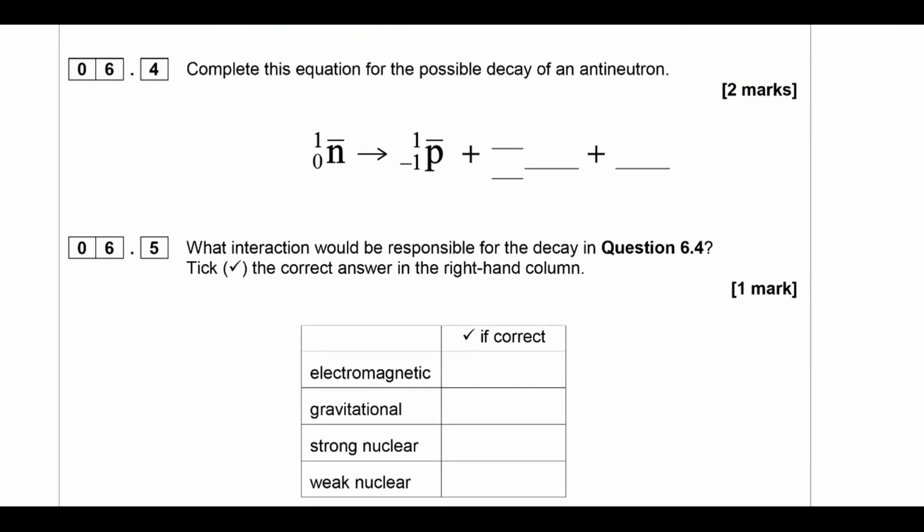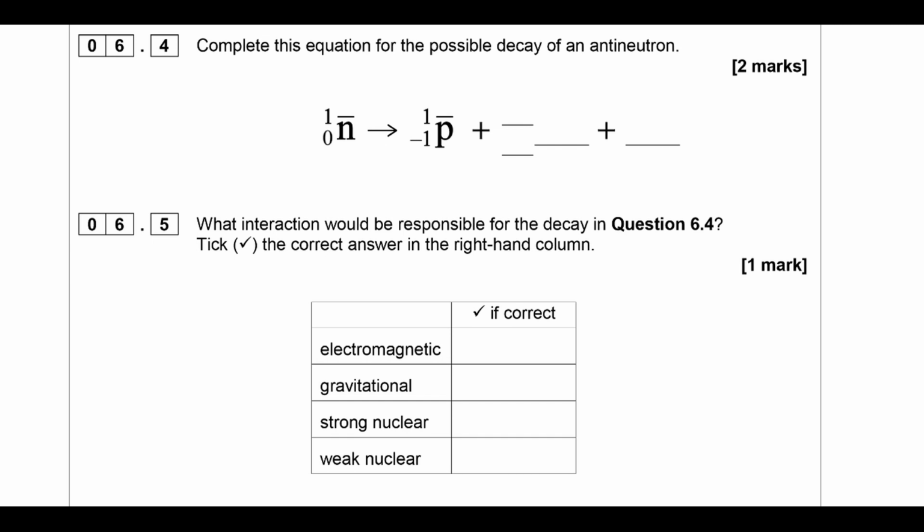Complete this equation for the possible decay of an antineutron. So we must be producing something positively charged, so our charge is conserved. If it's like beta decay, it's not going to have any contribution to the nucleon number. So what we're looking at is an anti-electron there, and therefore to conserve lepton number we're going to need an electron neutrino, which is going to contribute nothing to either the charge or the nucleon number.